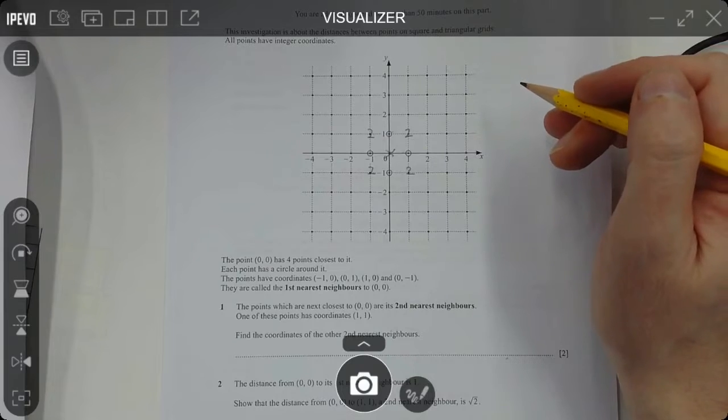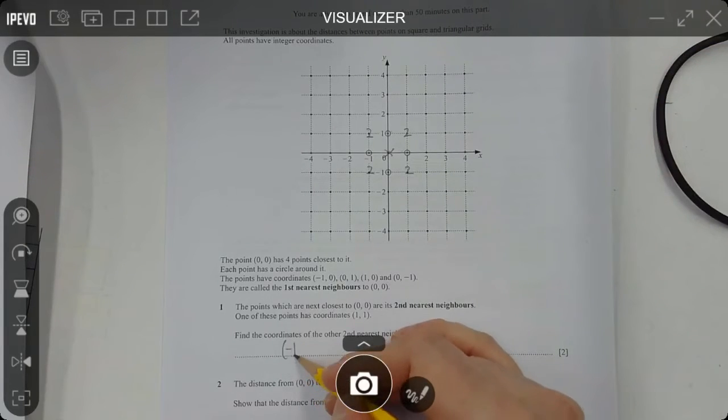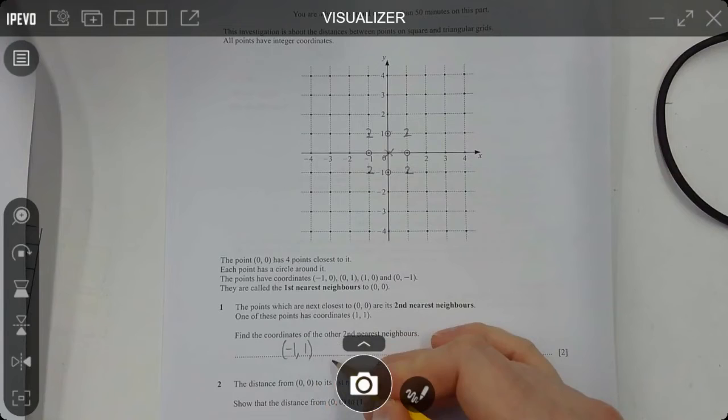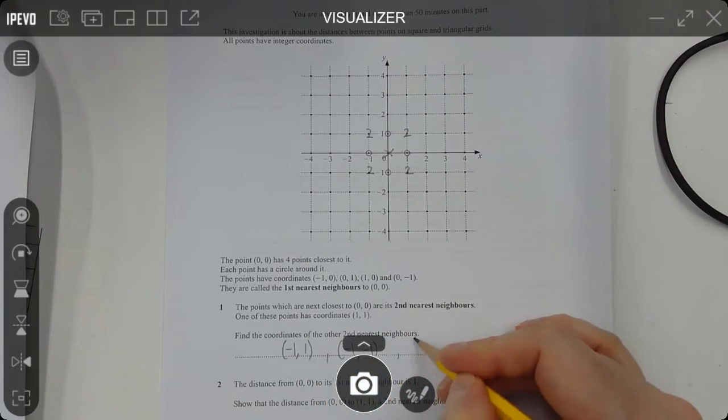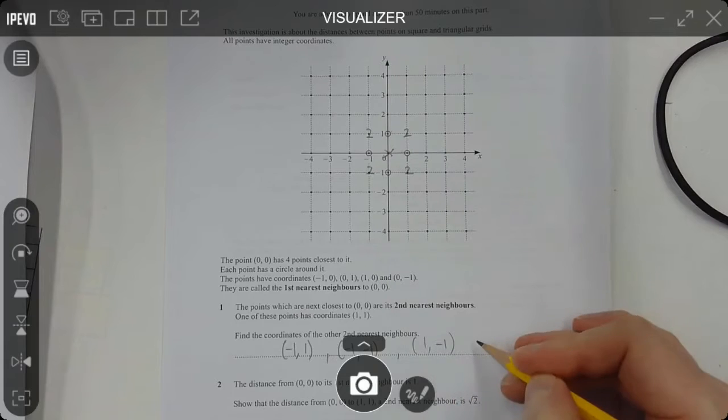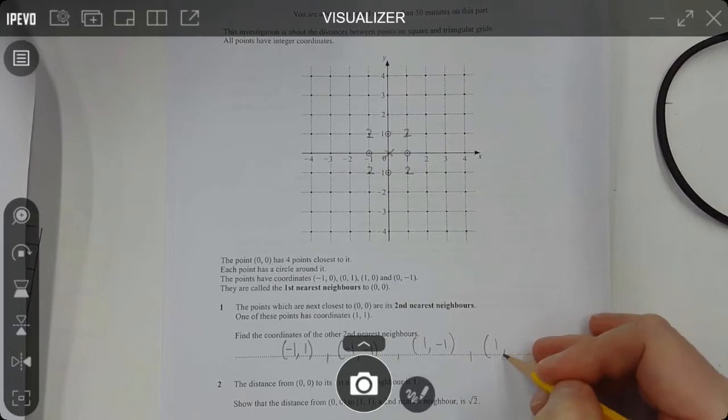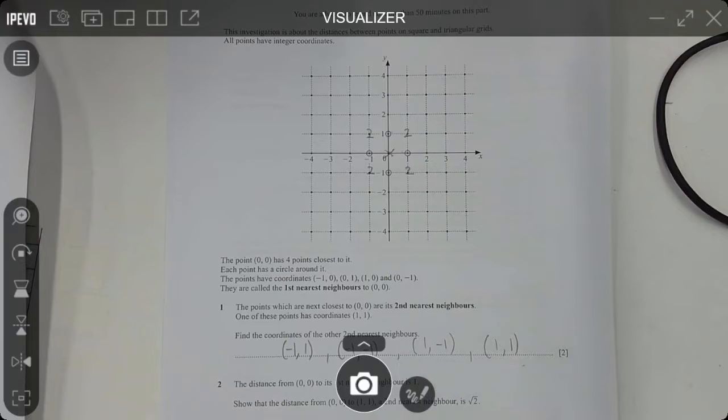So we've got to write down the coordinates. Just list them out. It'd be -1 and 1, -1 and -1, 1 and -1, and of course 1, 1. So those would be the 4 points.